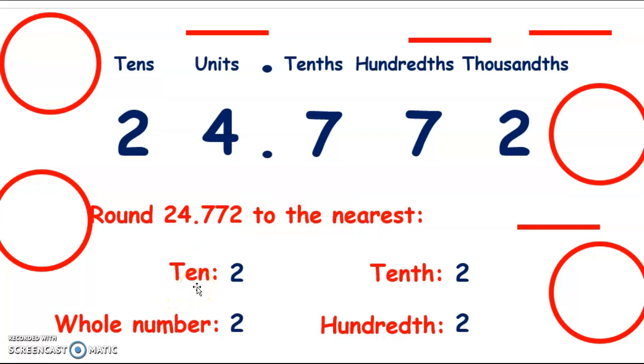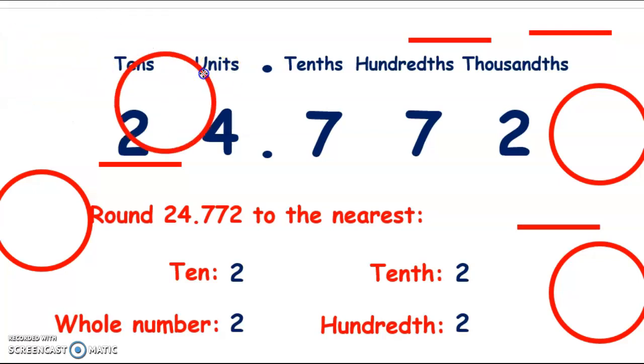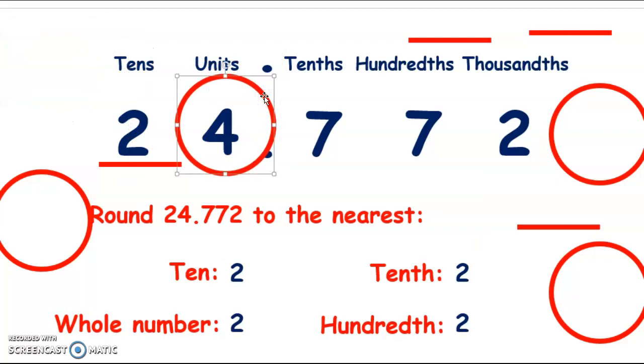To the nearest 10, I'm going to underline 2. Then, which number do I check? I check the units part, which is 4. So I ask myself, is 4 less or more than 5? 4 is less than 5.